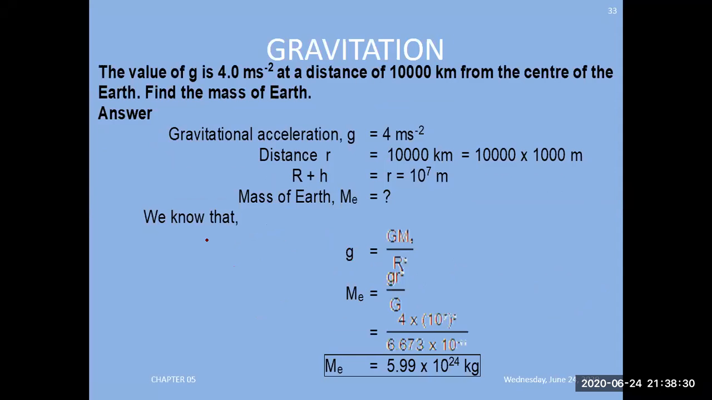So another problem is here. You are given the value of g, that is 4 meter per second square, at a distance of 10,000 kilometers from the center of the Earth. Find the mass of the Earth. You are asked to calculate the mass. So here it is. The total distance is 10 raised to the power 7 meter. After putting the values and simplification, the value of g is this one.